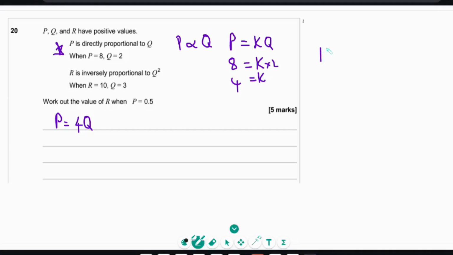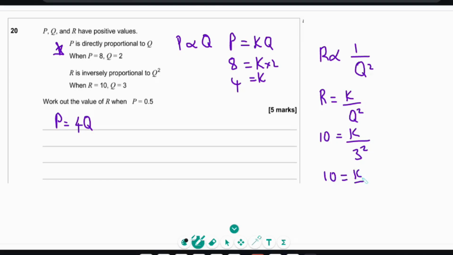R is inversely proportional to Q squared. So R is equal to K over Q squared. When R is 10, Q is 3. Times both sides by 9 gives us K is equal to 90. So we know that R is equal to 90 over Q squared.